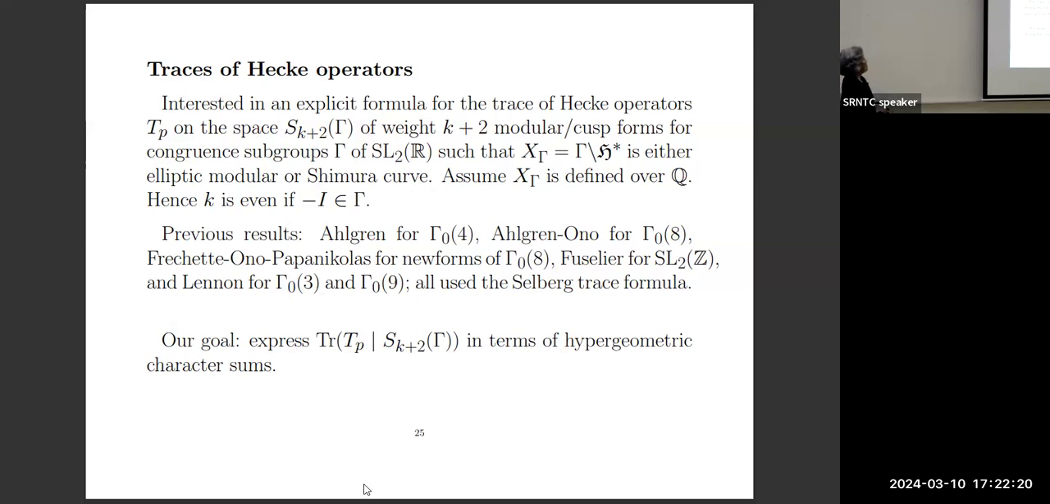This question was previously done by various authors, say Oglen for gamma naught 4, Oglen and Ono for gamma naught 8, Frechette, Ono, Papanikolaou for new forms on gamma naught 8, Fuselier for SL2(D), and Lennon for gamma naught 3 and gamma naught 9. They all use the Selberg trace formula, I think, which also showed up in Bober's talk yesterday.